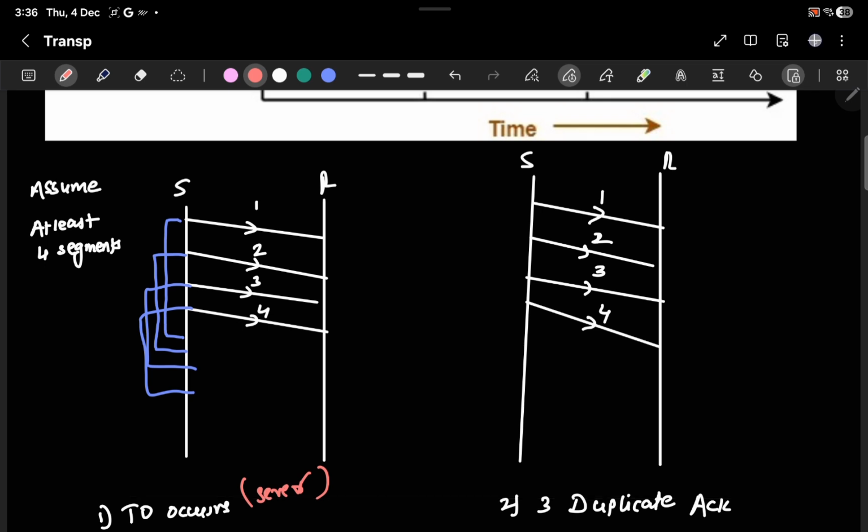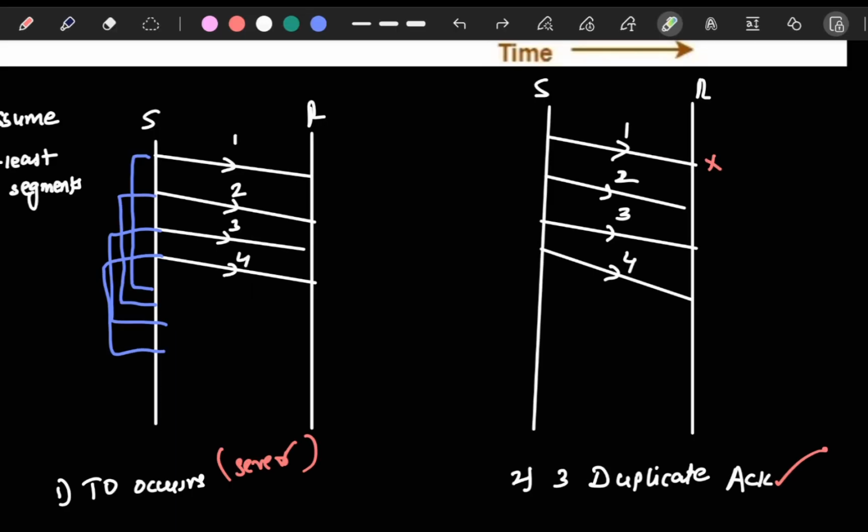And the second is 3 duplicate acknowledgement. What is 3 duplicate acknowledgement? Whenever we get 3 duplicate acknowledgement, it means the sender is sending many packets and one packet is lost, after that some packets are received. The sender will send 4 packets, then one of the packets will be lost, and after that the 3 packets are received. This is 3 duplicate packets.